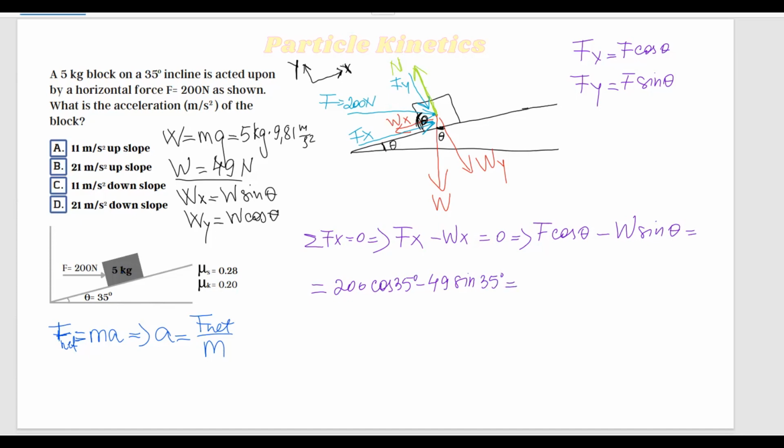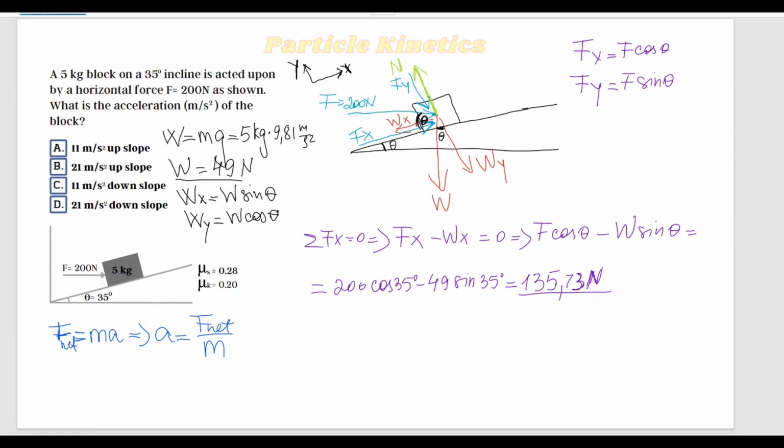This is going to give you a force of 135.73 newtons, which means that this force of 200 newtons does push the block upwards. If we would have gotten a negative force, it would mean that the block goes downwards, because we considered positive on the right and negative on the left.